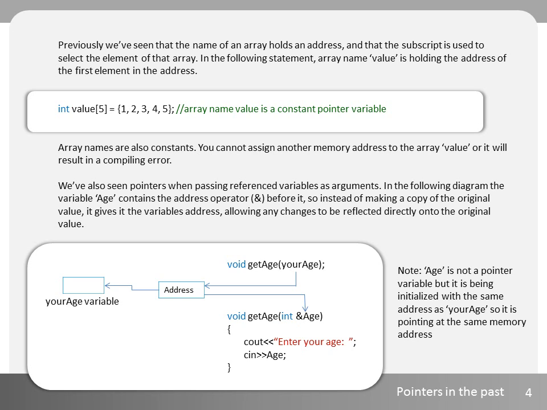We've also seen pointers when passing reference variables as arguments. In the following diagram, the variable age contains the address operator ampersand before it. So instead of making a copy of the original value, it gives it the variable address, allowing any changes to be reflected directly onto the original value. Take note that age is not a pointer variable, but it is being initialized with the same address as your age, so it is pointing at the same memory address.